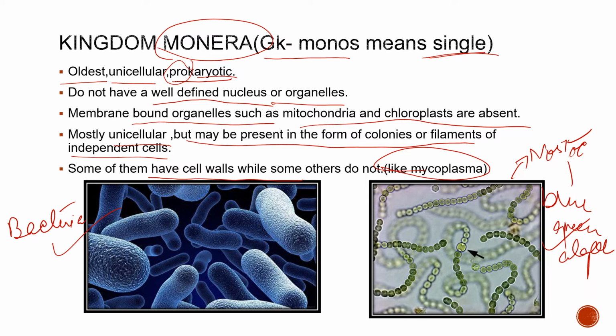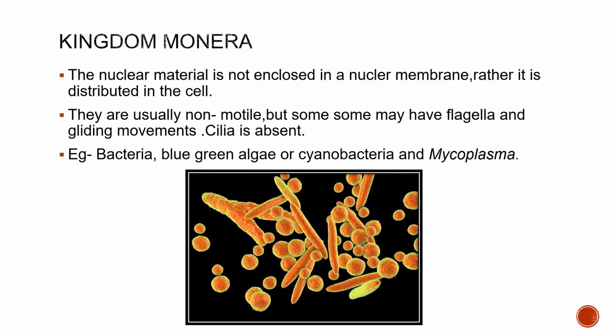Now we'll continue with this Monera only. There are a few more characteristics left. Now, in this kingdom Monera, the nuclear material is not at all enclosed in the nuclear membrane. Rather, it is distributed throughout the cell. So we have told already that they are not membrane bound. So they are distributed in the cell.